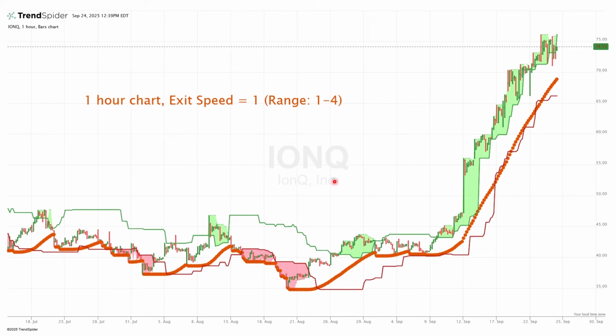So this is IonQ again. We still have the exit speed of 1 for the PALS exit, but we've dialed down to a 1 hour chart rather than a daily chart. So here the Breakout Buddy is painting it beautifully, and here's our accelerating exit, and now it's much closer to the prices compared to the previous chart when it was somewhere down here or much further below. So this is an example of using the same speed of exit, but making it more responsive by changing the frequency of the underlying data.